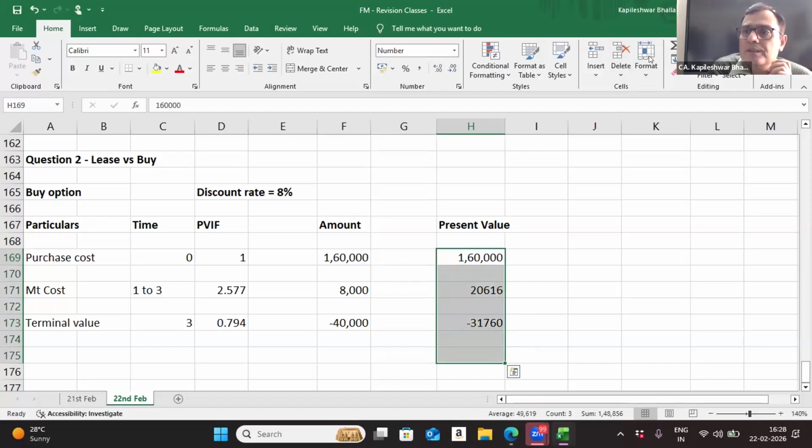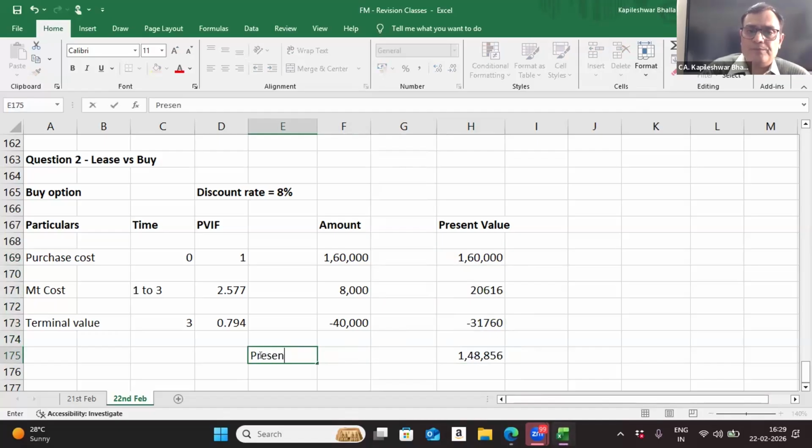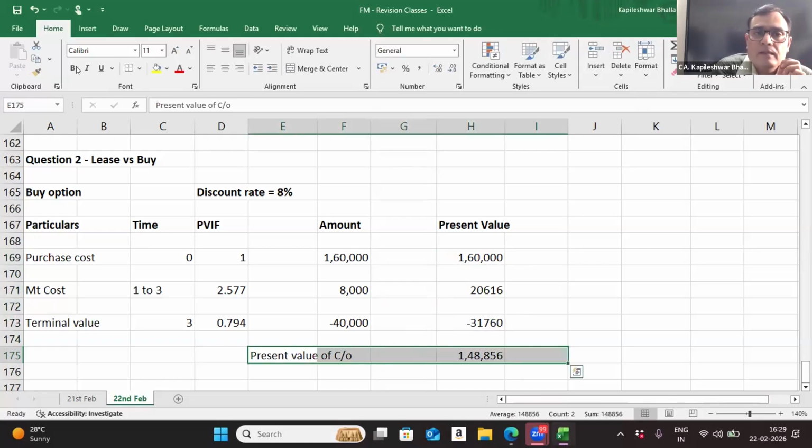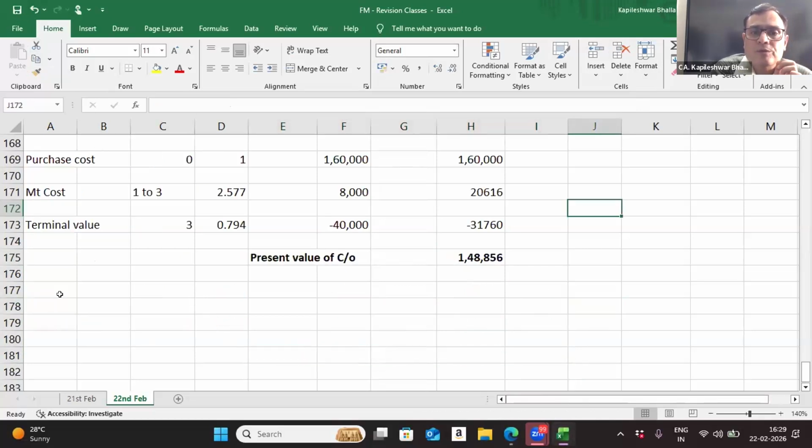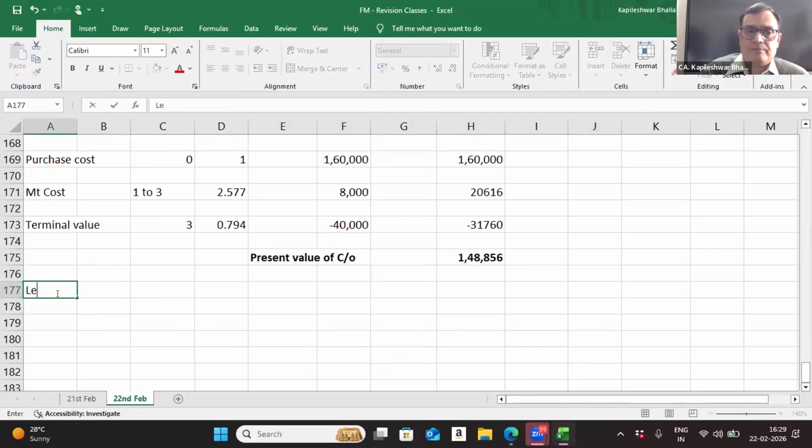So let's see what is the total present value in this case. So this is the present value of cash outflows. Okay, so this is the buy option. Now let's go on to the lease option.